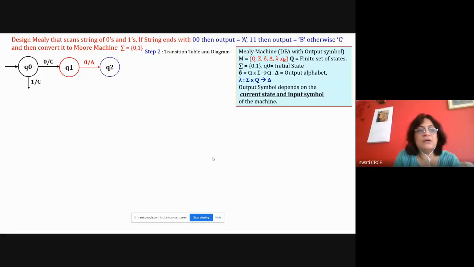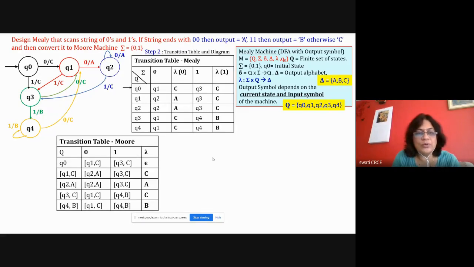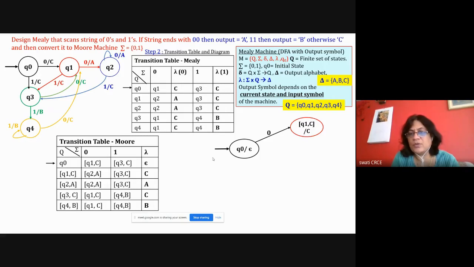So the steps are: draw the Mealy machine's transition diagram, create the table from it, then write down the final answer for the Mealy machine, Q and L, and then draw the table of the Moore machine. From the table, you create the transition diagram. Okay, and you write down the state like this. Q1C is your state. So the name of the state is Q1 comma C.